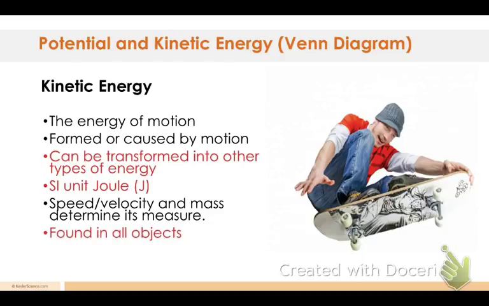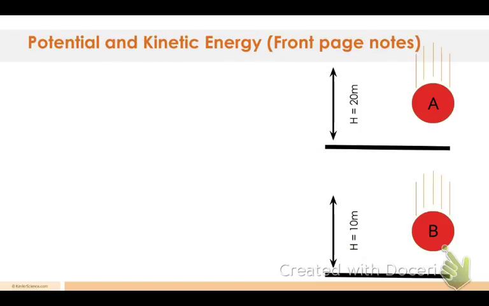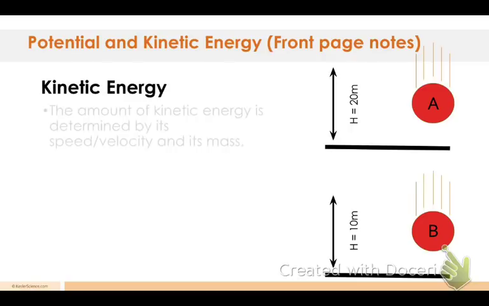And again, you should have already written it's found in all objects, just like potential energy. So now you should be done with the Venn diagram. I'm going to go back to the front page notes. Here we're talking about kinetic energy, so ball A on top is bouncing at a height of 20 meters, and ball B was bounced at 10 meters. So which one would have more kinetic energy?